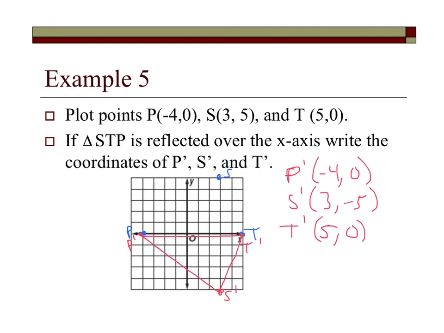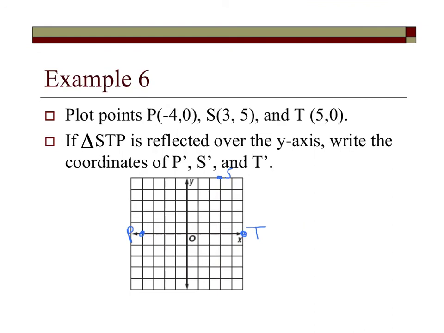Notice how P prime and T prime have stayed the same, but S prime is a little bit different. We have a -5 with my S prime now, because I reflected over the x-axis, which has moved it vertically and changed my y-coordinate. In this last example, we're reflecting over the y-axis. We need to write our coordinates of P prime, S prime, and T prime. So we're going to reflect this triangle here over the y-axis this time.